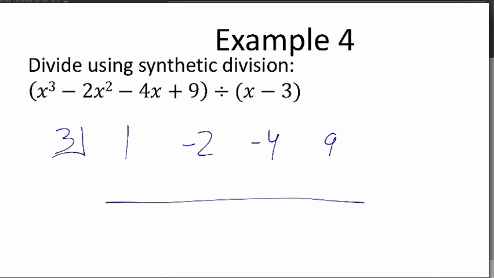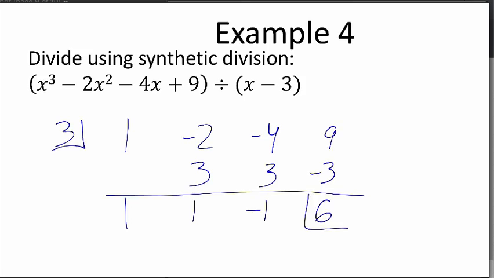So, as per usual, we're going to drop that first number down. So 1 times that 3 in the box, we get 3. Negative 2 plus 3 is 1. 1 times 3 is 3. Negative 4 plus 3 is negative 1. 3 times negative 1 is negative 3. 9 plus negative 3 is 6.